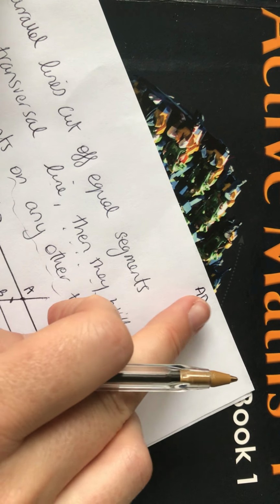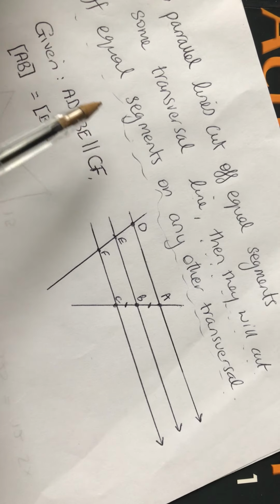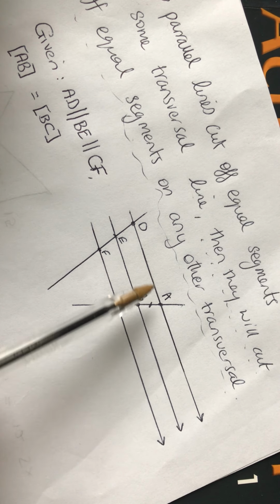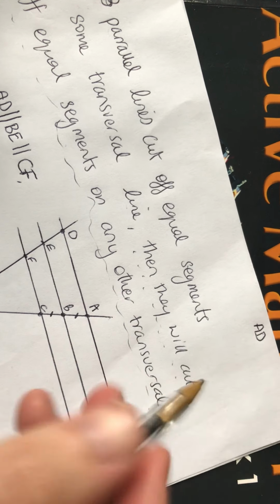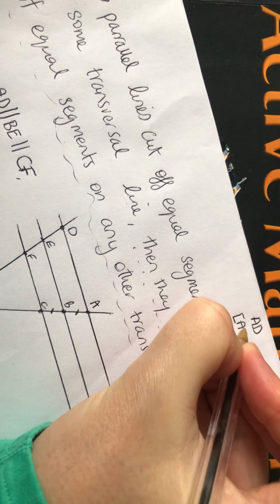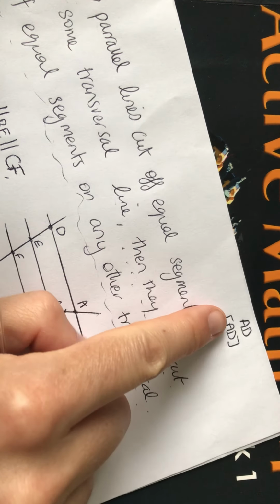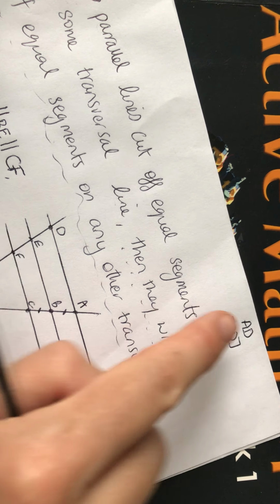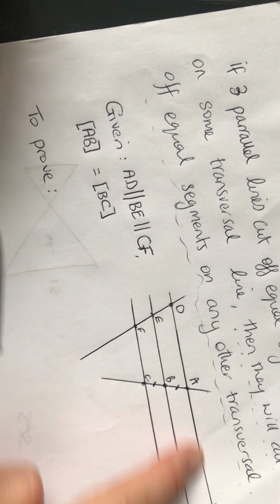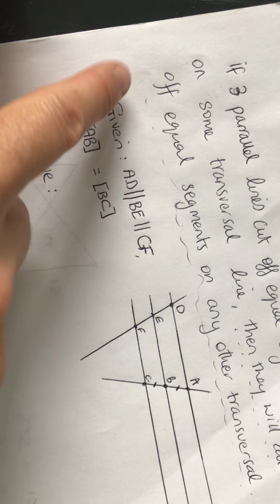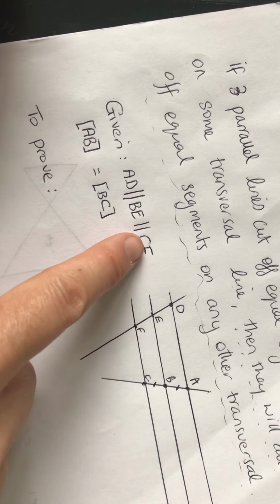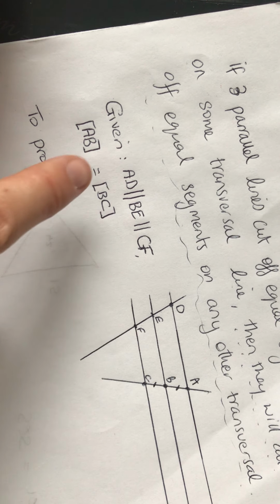AD is that full line going through A and through D. That's the line segment starting at A and going to D. And that's how we explain it. So the line AD, this full line all the way through going on to infinity either side, is parallel to BE, which is parallel to CF.